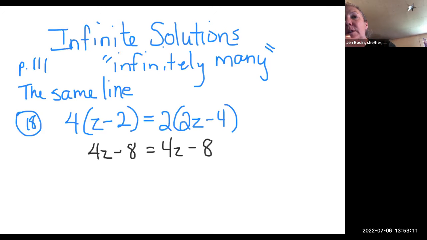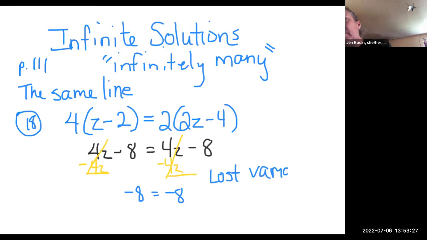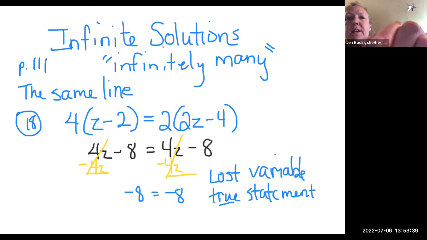So then still we go through our usual steps to get the z's together, the variables, and they zeroed out. So we lost our variable, but this time we end up with a true statement. It is true that -8 equals -8. And so that's when we would say infinite solutions.